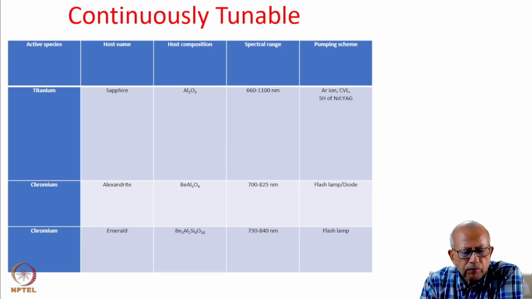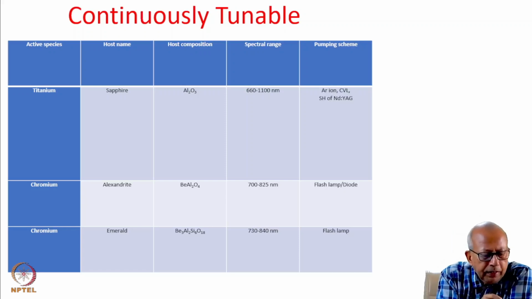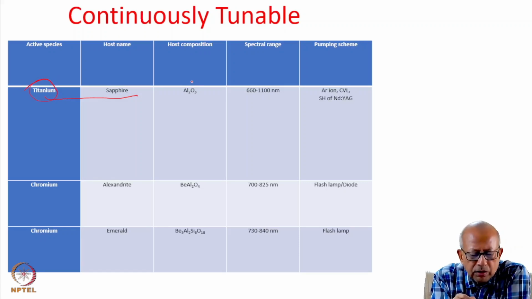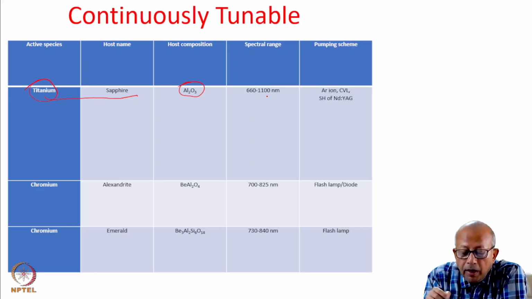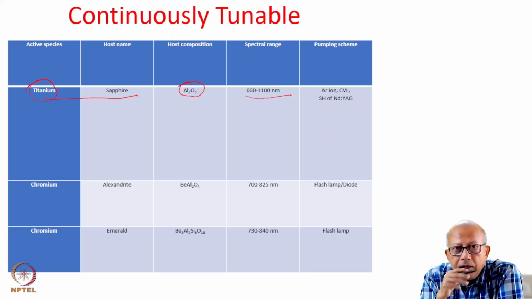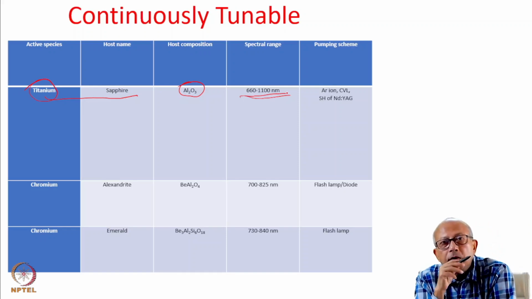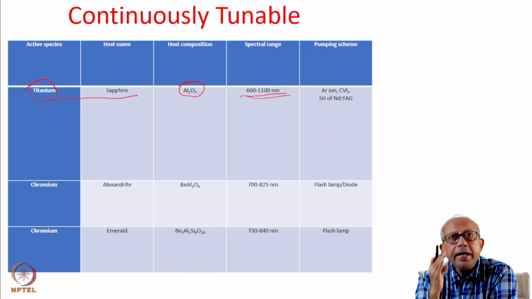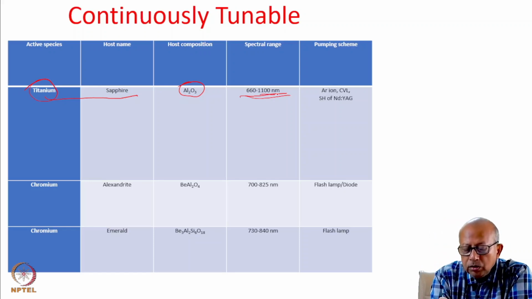This shows some of the continuously tunable solid state lasers. As you can see, in the titanium sapphire laser, the light-emitting atoms are titanium and the host is sapphire, Al2O3. It provides continuously tunable output over a very wide spectral range, from 660 nanometer to 1100 nanometer, almost from the red end of the visible light down to the infrared.